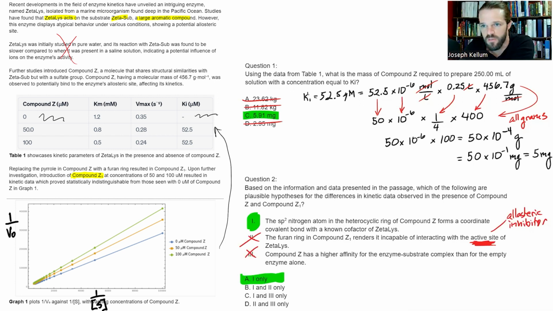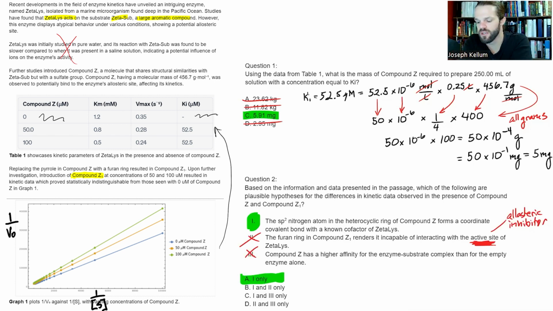Let me know if I have to go, Joe. Oh yeah, no problem. I have to go, but I really wanted to quickly go over this first Roman numeral in question 2. How did you validate the cofactor of zeta lyse? Can you explain that?